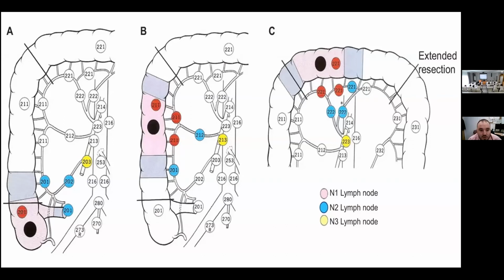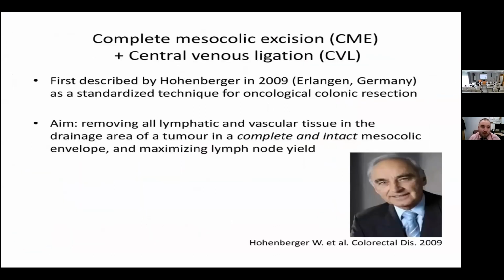And for the last few years, the golden pattern of the ileocolic resections has been invented by this gentleman, whose name is Werner Hohenberger. He's working in Erlangen, and he first described the complete mesocolic excision, which is now accepted by most international surgeons as a gold standard when we're talking about the right colon. It aims to remove all the lymphatic and vascular tissue in the drainage area of the tumor in a complete and intact mesocolic envelope.